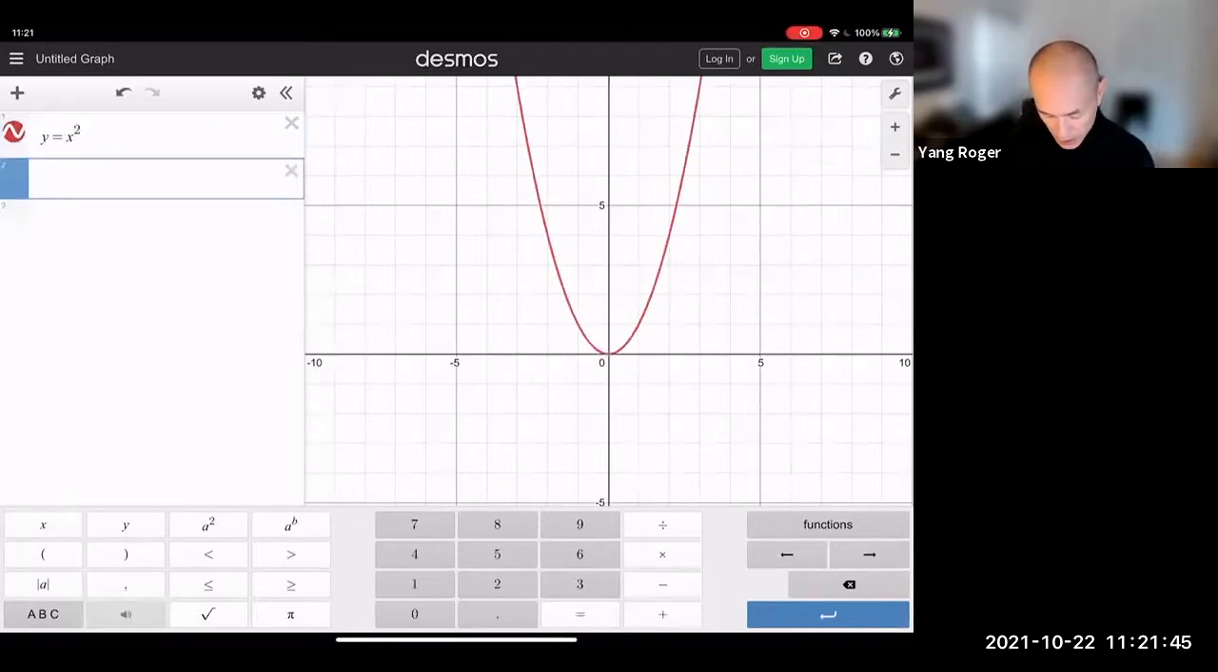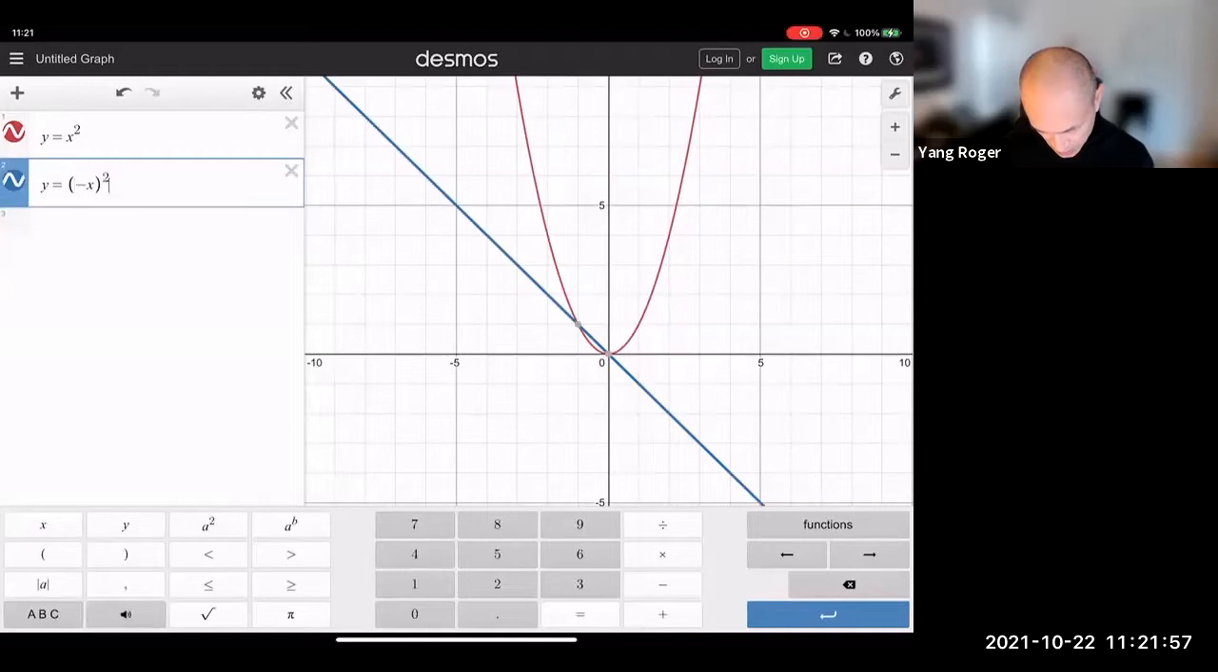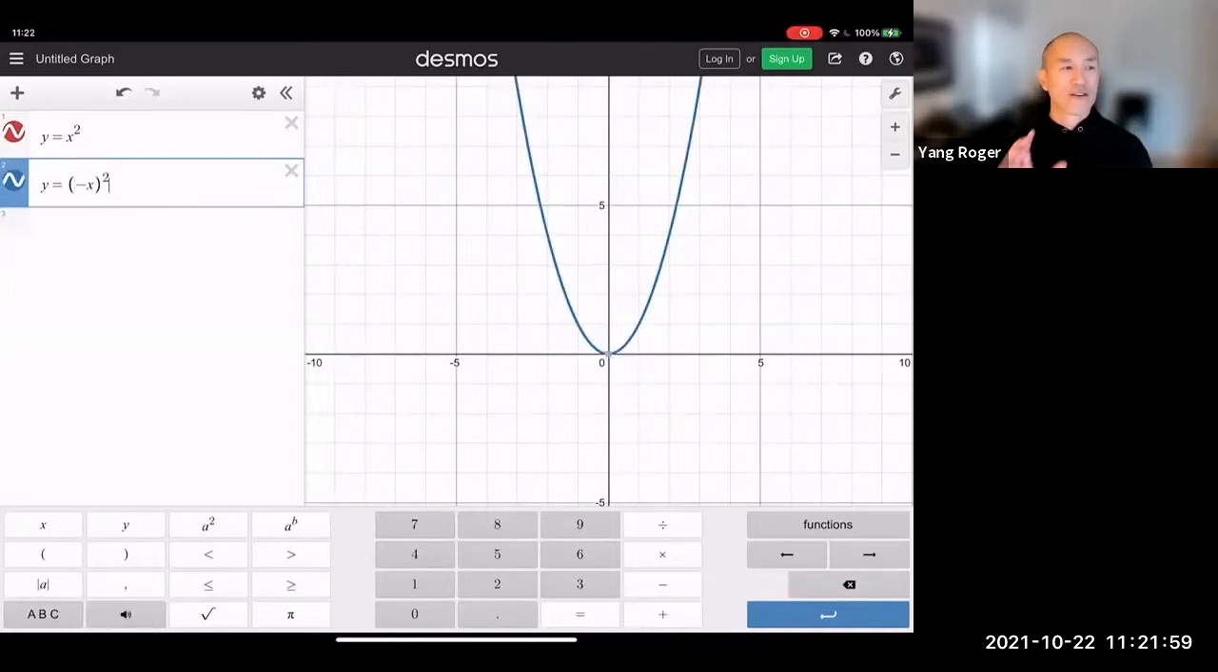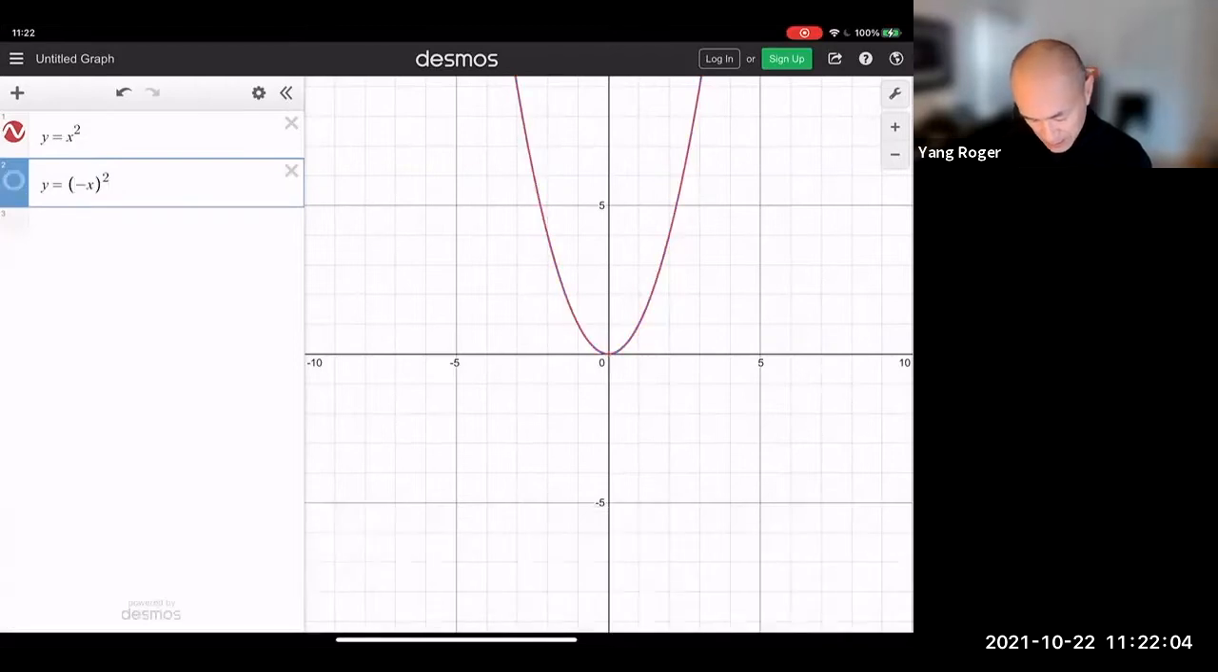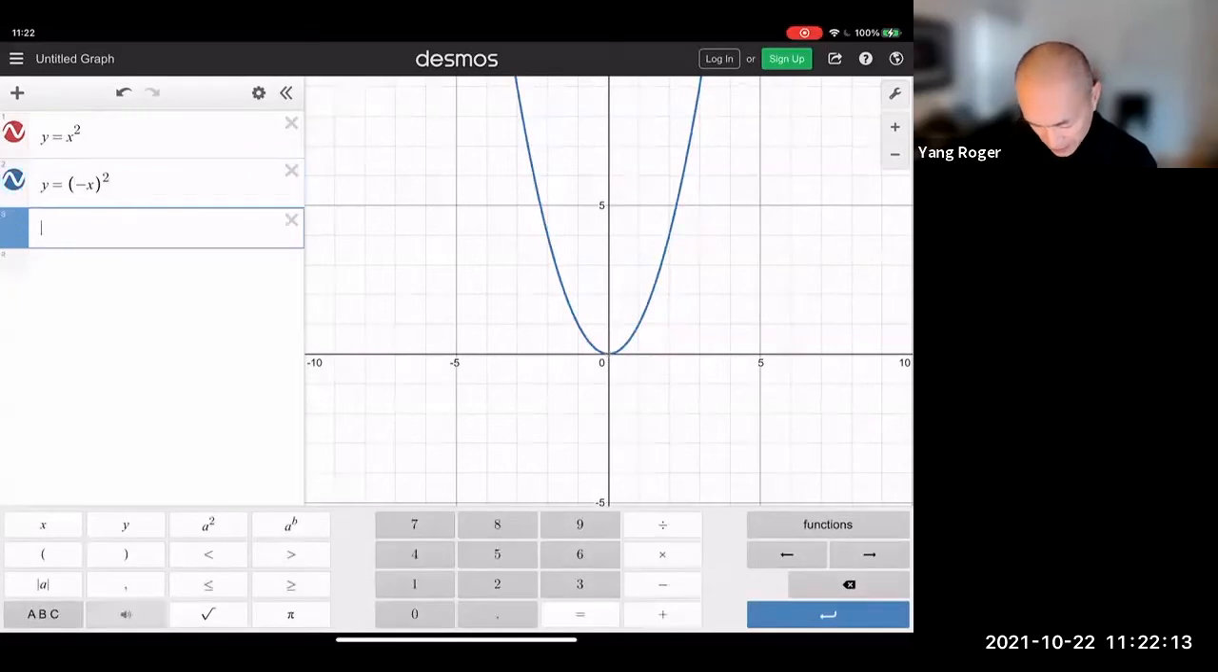Okay. Now watch what happens if I replace the x squared with parentheses negative x close parentheses squared, I get the same exact graph back. Do you see? Here's the original graph. Here's the graph when I insert a negative, I got the same thing back. Okay. What's another example of an even function? Another example of an even function is cosine of x.